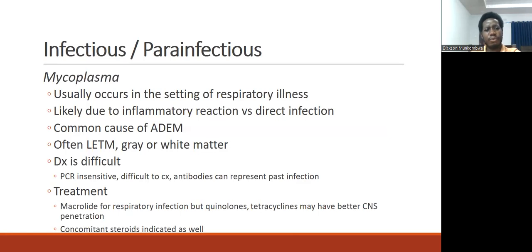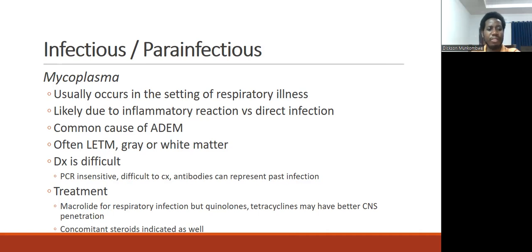So the other infection which we can mention is mycoplasma, which is an atypical bacteria, usually occurs in the setting of respiratory illness, likely due to inflammatory reaction and direct infection. It's a common cause of acute demyelinating encephalomyelopathy, which we'll discuss a bit further. It often presents with a longitudinally extensive transverse myelitis, which means that the longer segment of the spinal cord is inflamed, and it cuts across the whole cord.